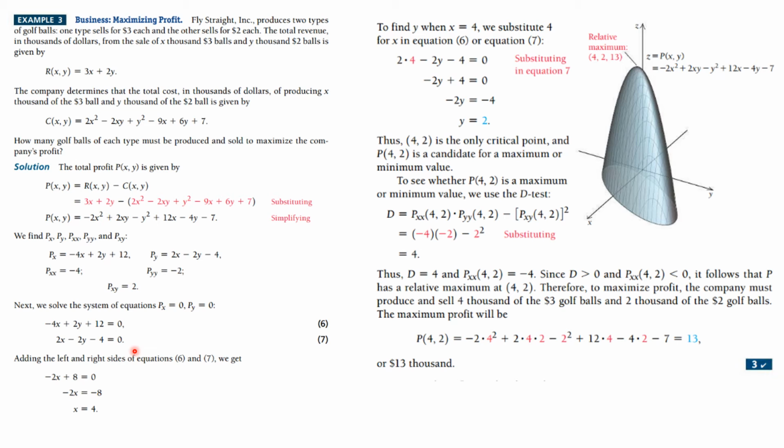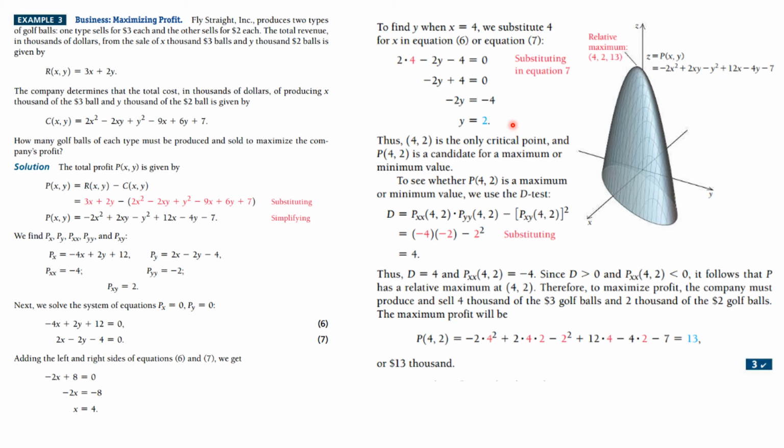Now here, what we really can do is just add the equations top to bottom, and the y's will cancel out. So we get minus 2x plus 8 is equal to 0, so x is equal to 4. And to find out what y is when x is 4, we substitute 4 for x in the equation, either 6 or 7, these equations.